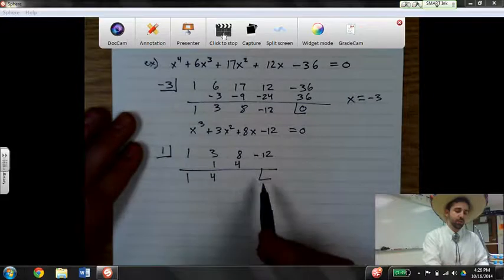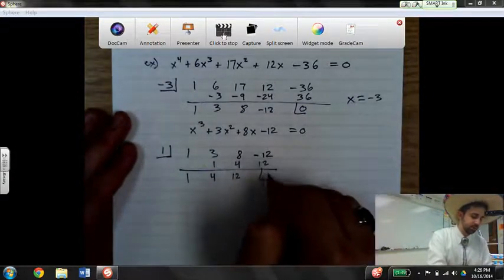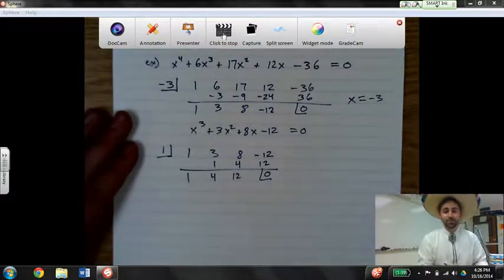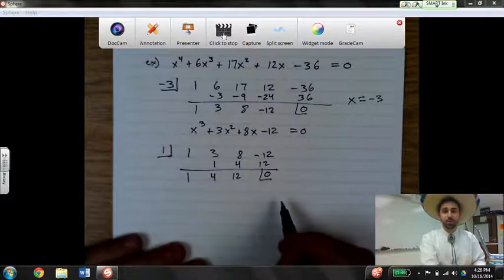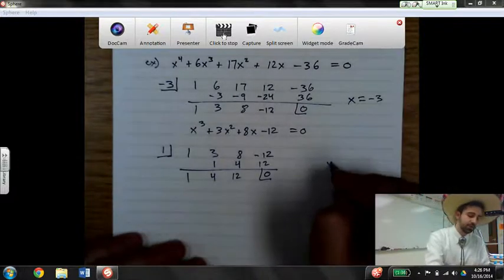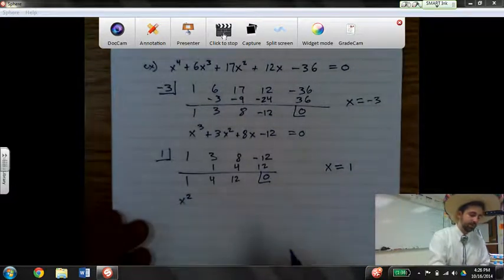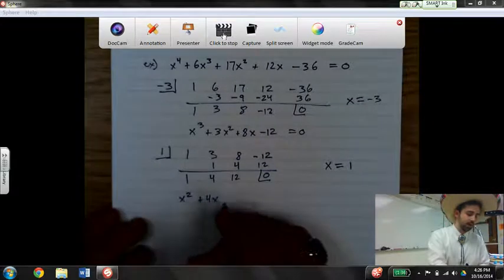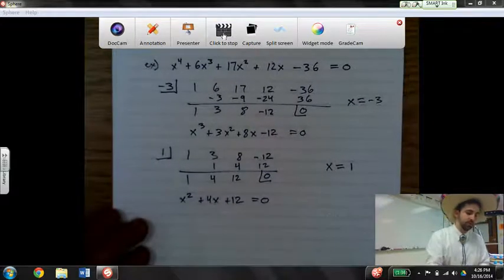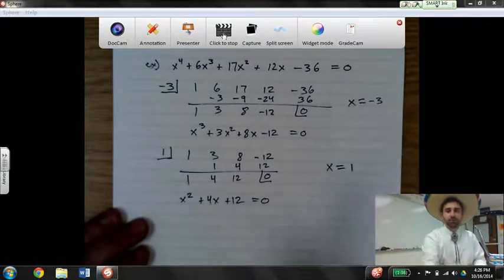So when you get down to this point, you will find that the remainder may not be equal to 0. If that is the case, you need to go back and make sure you put the equation in the calculator correctly. So once again, from here I see that x equals 1 is also a root, and I'm left with the equation, or polynomial, x squared plus 4x plus 12 is equal to 0. Once again, my equal to 0 is not from my remainder, but rather from the original problem.